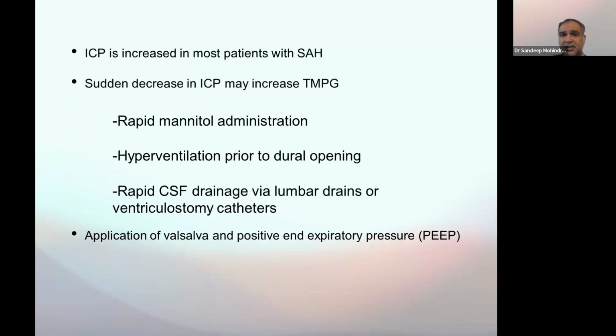Intracranial pressure is increased in most patients with subarachnoid hemorrhage. That is well understood. A sudden decrease in intracranial pressure may increase the transmural pressure. Rapid mannitol administration, hyperventilation prior to dural opening, and rapid CSF drainage by lumbar drains or ventriculostomy catheters, which surgeons might put. Application of Valsalva or PEEP may be the causative reasons.